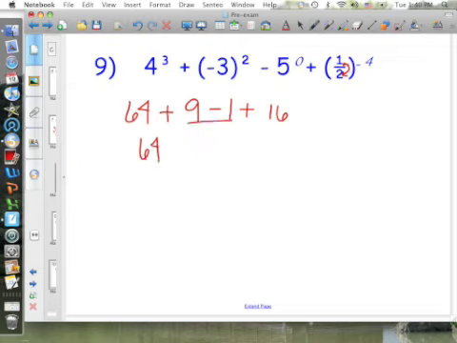64 plus 8 plus 16. 6 plus 4 is 10, plus 8 is 18. That's 88. Number 9 was 88.